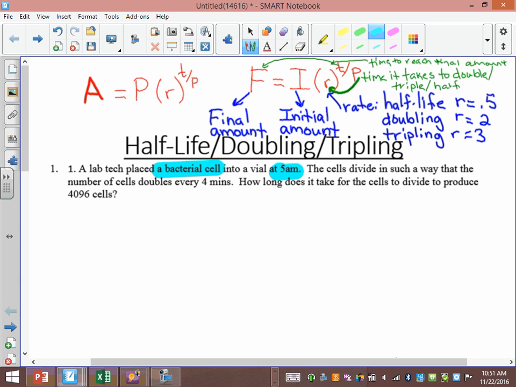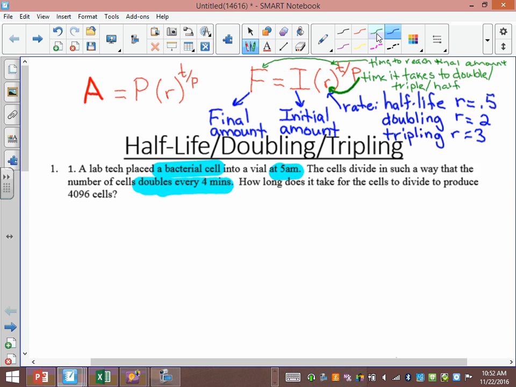That's just an aside. The cells divide in such a way that the number of cells doubles. Here's that key word, doubles. That means I need to use this formula because there's the word doubles in it, right? Doubles every 4 minutes. What is that? Doubles every 4 minutes. Is that P or T? P. Because P is the time it takes to double, triple, or half-life.